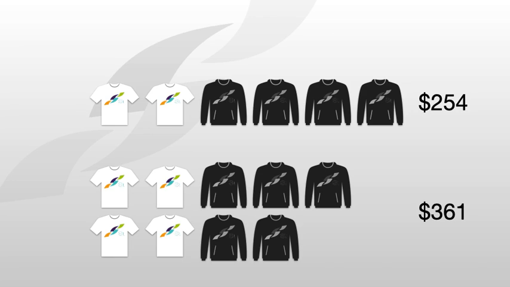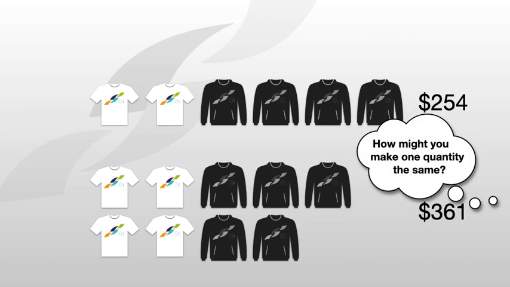In the previous menu item investigation, we were able to get started by comparing two different relationships and noticing that one quantity, for example the number of fries, was the same. How might you make one quantity, be it the number of tees or the number of hoodies, the same here? What new combinations can you create?